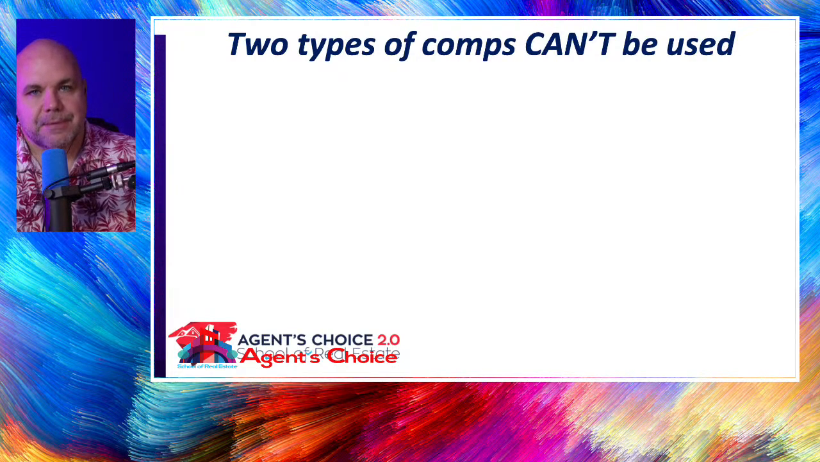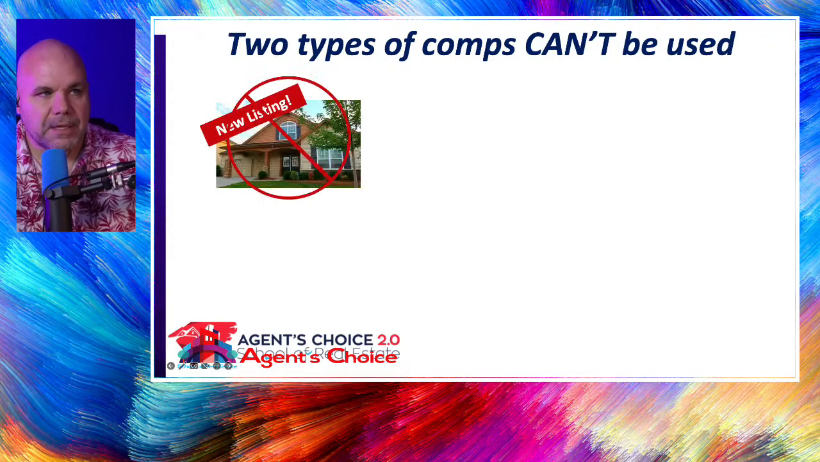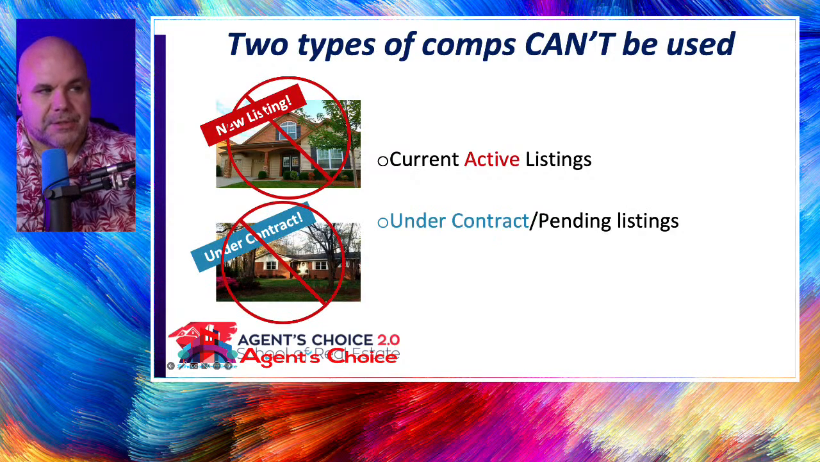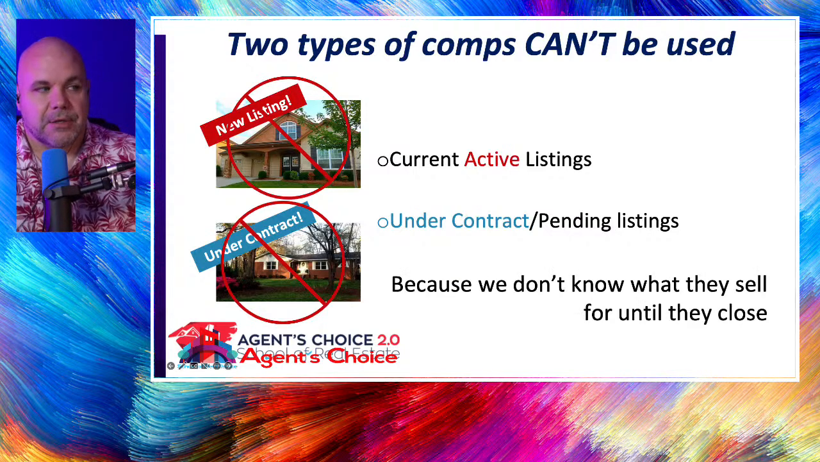Out of those 3 types, which 2 can we not use in determining value? Actives, under contracts, and solds. The only one we can use is solds, right? Because we don't know what an active is going to sell for. We just know, remember what I call the list price? I call it the wish price, right? They're just hoping. And we also don't know what the under contract actually sold for, because it hasn't closed yet. We won't know until these things sell and close.